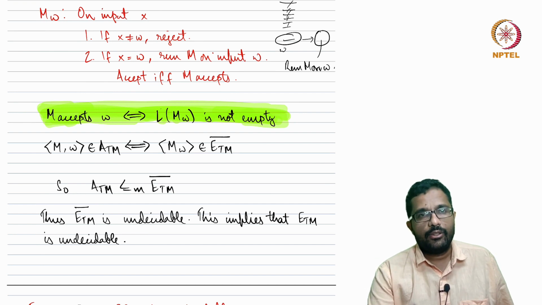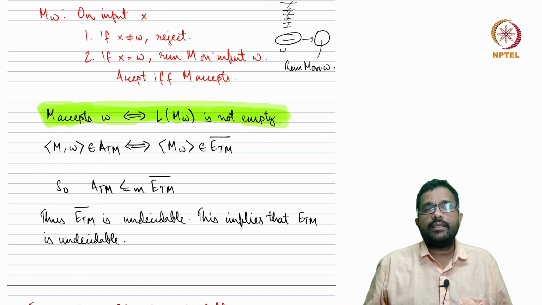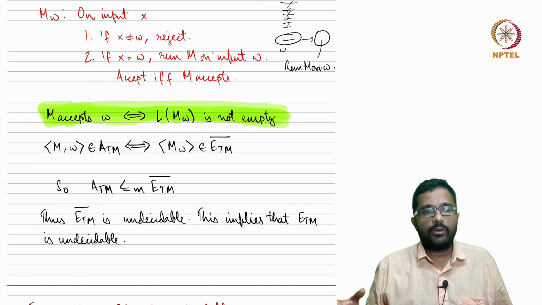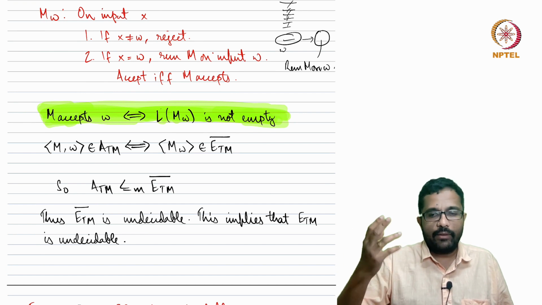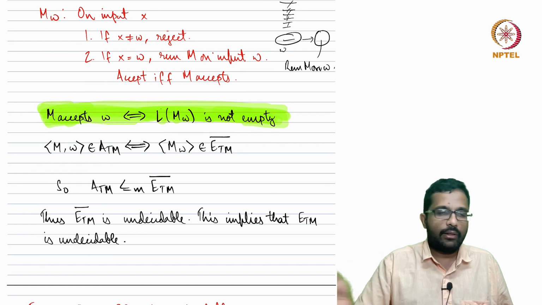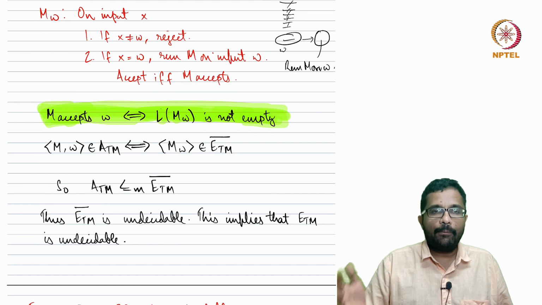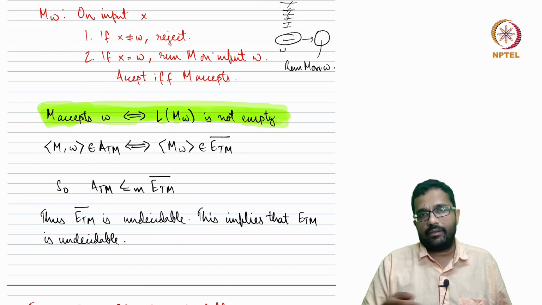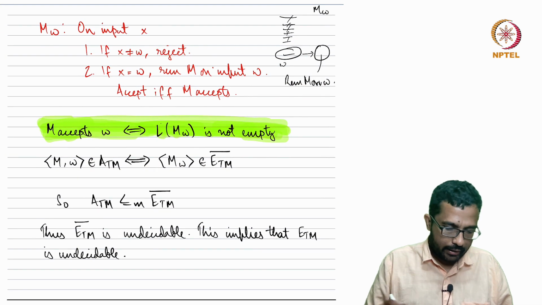So the trick here was to create a Turing machine that only possibly accepts W. Whenever M rejects or loops on W, MW does not accept anything and the language is empty. Whenever M accepts W, the language is not empty. So that's the proof here.